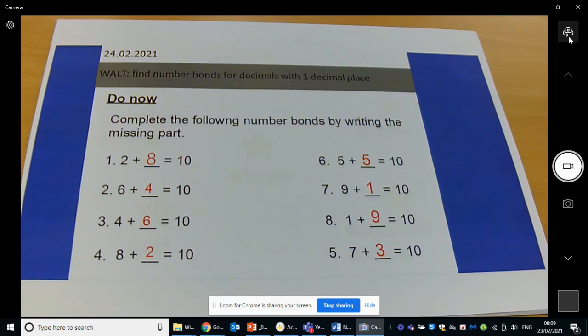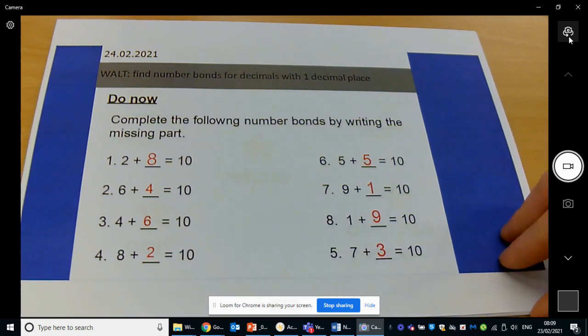So the WALT for today is to find number bonds for decimals with one decimal place. So that's why I thought it would be a good idea just to rehearse our number bonds and to freshen up and quicken up those, because you're going to be using those number bonds to 10 in our decimals today.